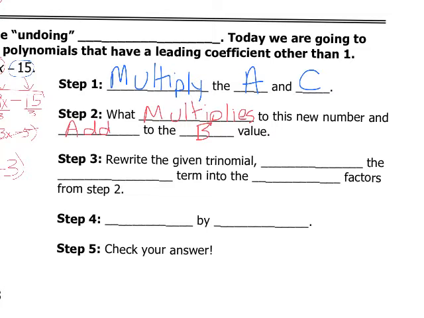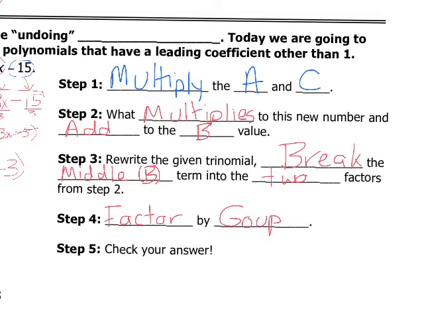After we find those two factors, then we're just breaking the middle apart. So rewrite the given trinomial, break the middle, which is the same as the B term, into the two factors. After you break that middle term apart, that gives you 4 terms. And then what do we do with 4 terms? Group. Factor by grouping.